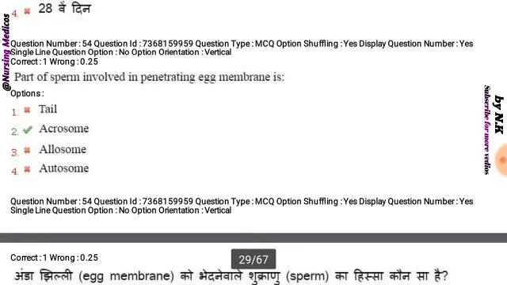The part of the sperm involved in penetrating the egg membrane is: tail, acrosome, allosomes, autosome. The answer is 2, that is acrosome. Next one.